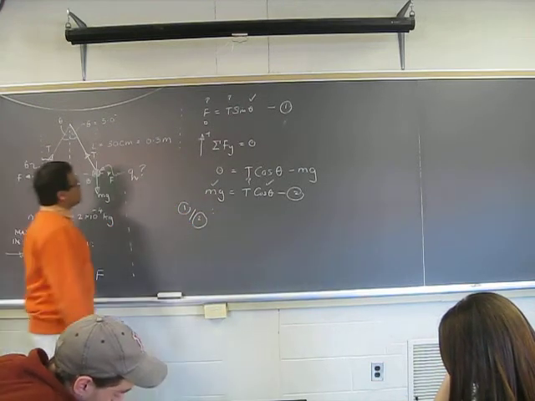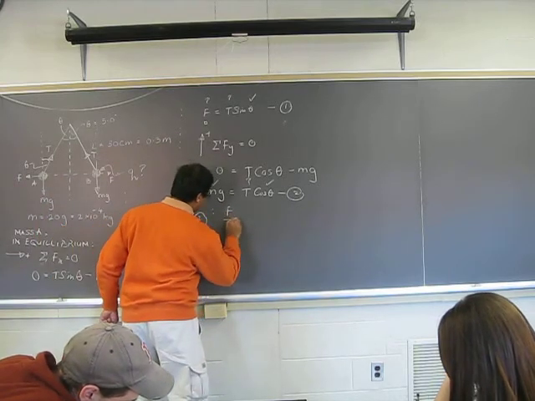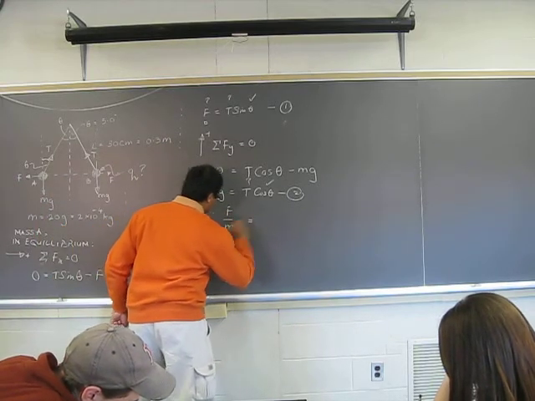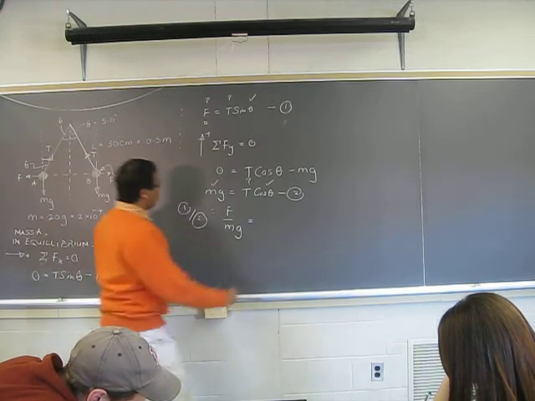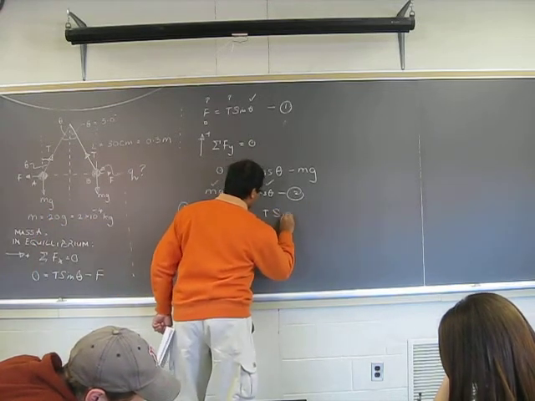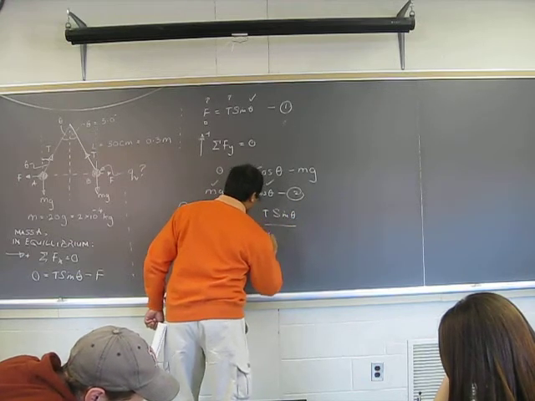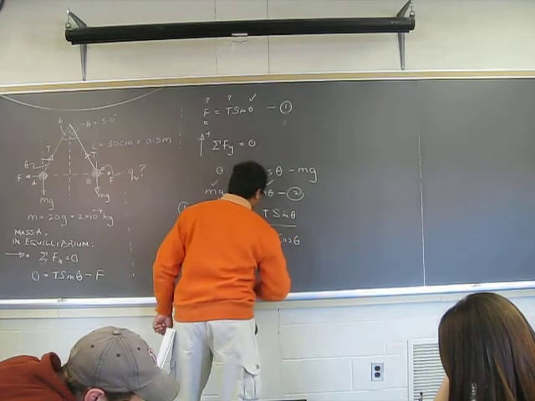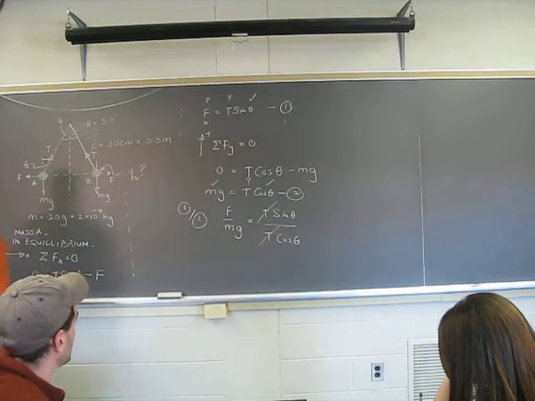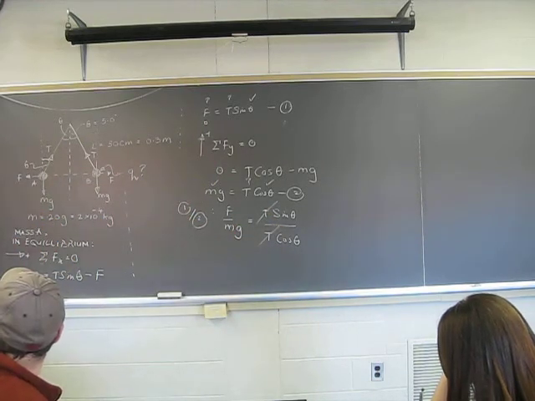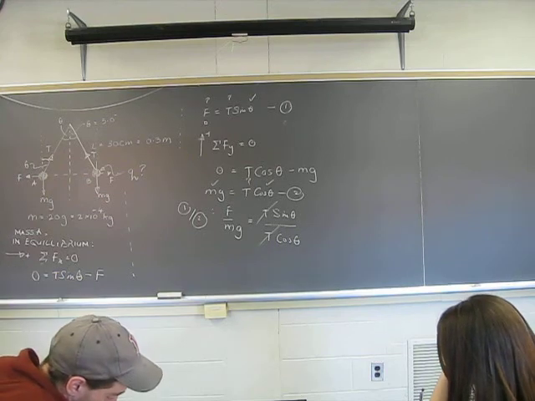So if I do this, I get F divided by mg on the left side. On the right side, I have T sine theta divided by T cos theta. Oh, beautiful. One unknown is eliminated. We don't need that. Right?